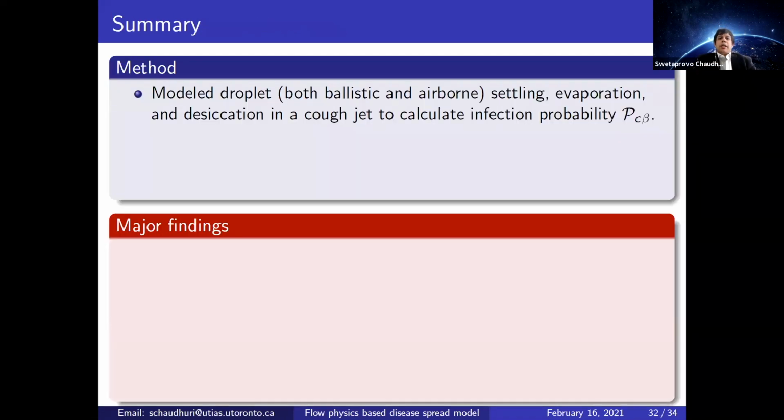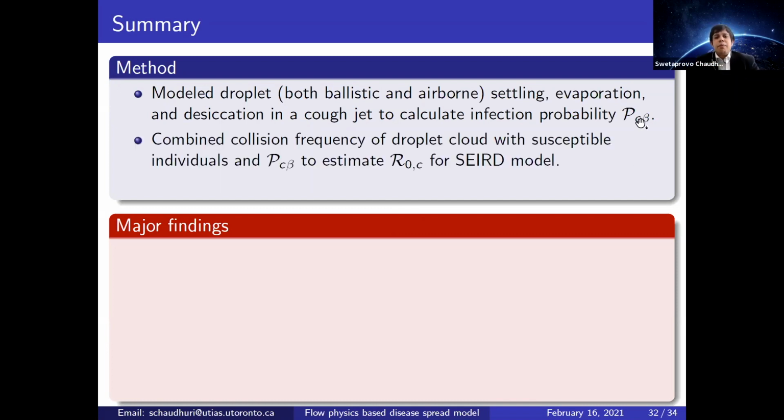So now we are almost coming close to the end of this talk, and we can summarize. What we have done is we have modeled droplet settling, evaporation and desiccation in a cough jet to calculate the infection probability. And then we have combined it with the collision frequency between the droplet cloud and the susceptible individuals, and combined that with this probability of infection to estimate the corresponding R naught. And from this collision theory, we developed this SEIRD model.